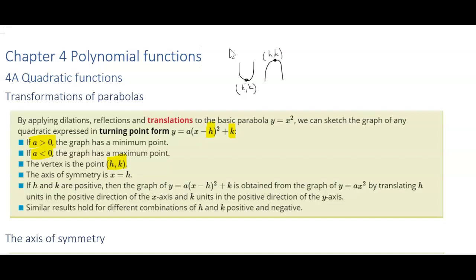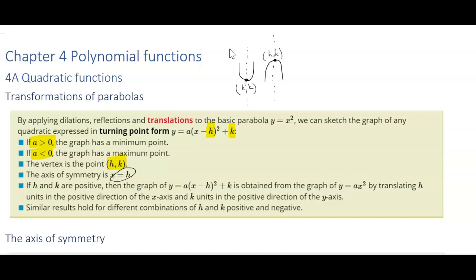The next dot point: the axis of symmetry is x equals h. Symmetry means it's the same on both sides. If I was to draw a line down the middle of my body, starting at my head and going all the way to my feet, it would be the same on either side. That's what your axis of symmetry is. I'm cutting at x equals h, h being the x-coordinate of the turning point.